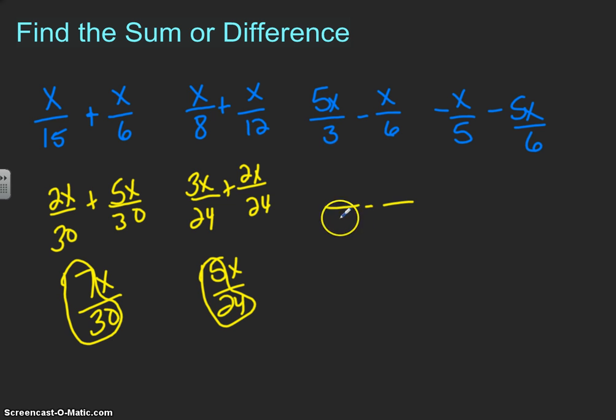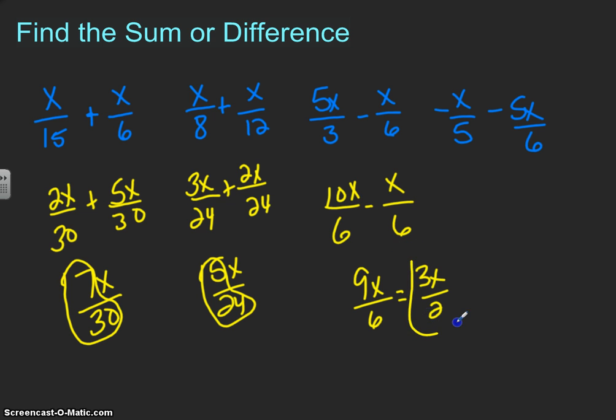I get, let's see, let's do 6. 6 works. 3 into 6 is 2. 2 times 5 is 10x. And this is just x over 6. I'm going to subtract to get 9x over 6. I reduce that by 3. I get 3x over 2. And I'm finished. Here, 5 and 6.